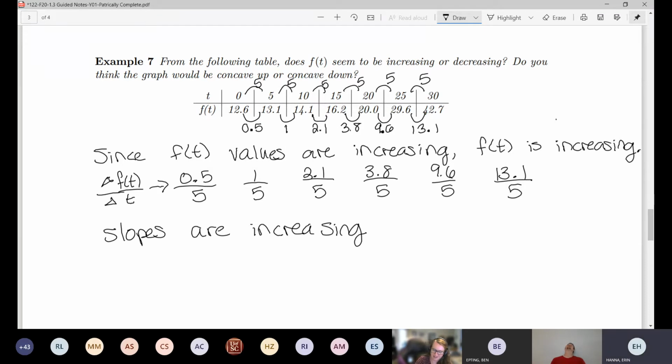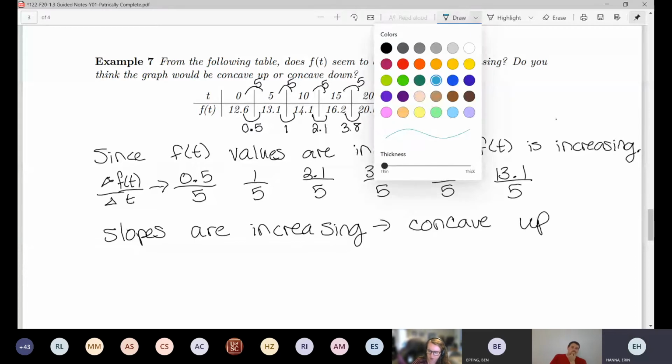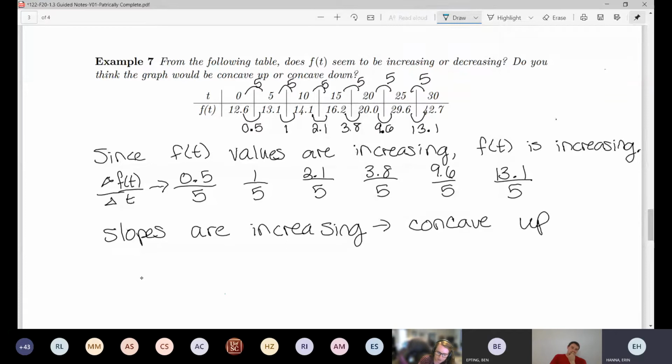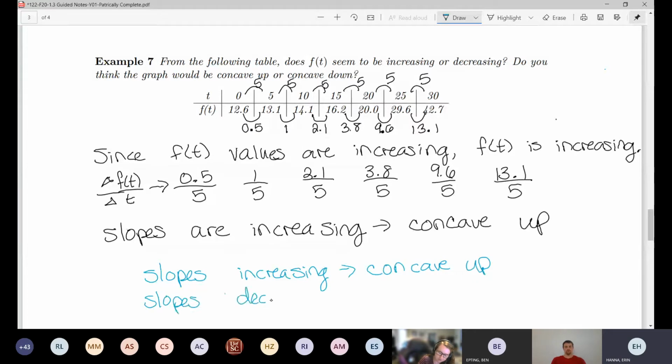Slopes are increasing is going to mean this is concave up. Concave up. So in a different color so that we know it's not quite for this problem. Slopes are increasing is going to mean concave up. But then of course that means that slopes decreasing is going to mean concave down.